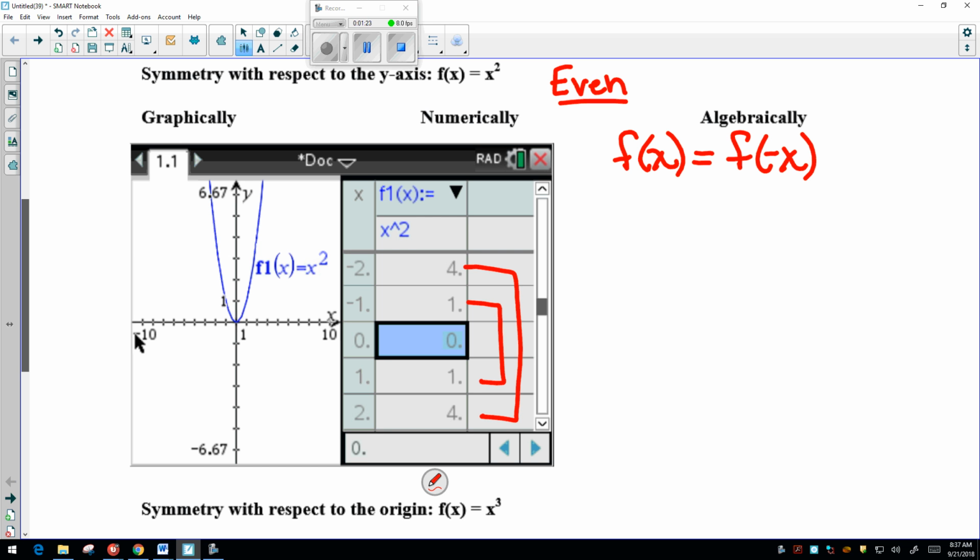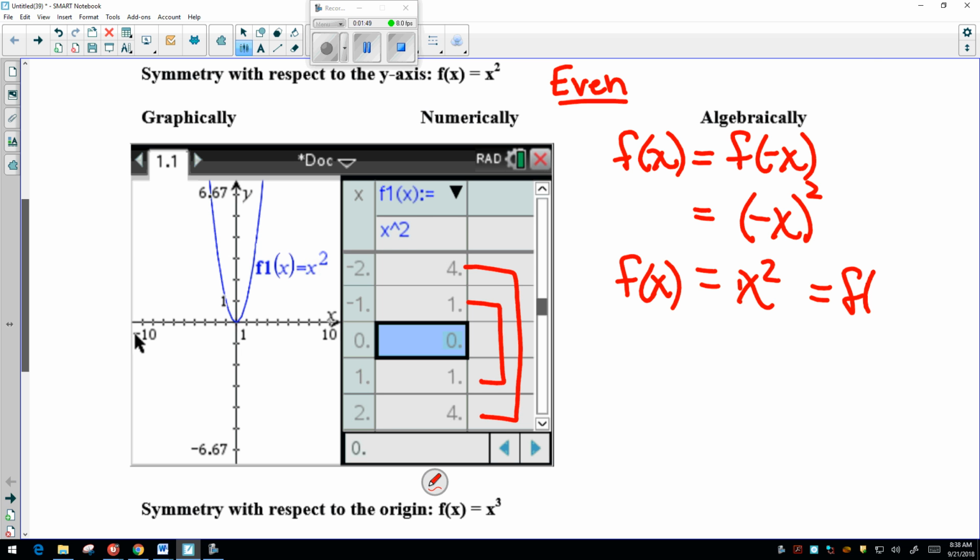So if we try this one, this is saying anywhere I see an x in that function x squared, I plug it in and I make it negative. Now we want to simplify. So if I simplify, take negative x times negative x, that's going to give me a positive x squared. This turns out to be that original function. So what I've just shown algebraically is my original function is equal to the function when x is negated.